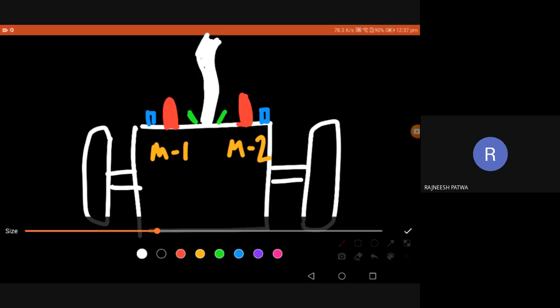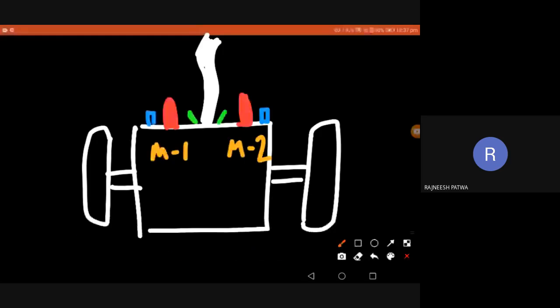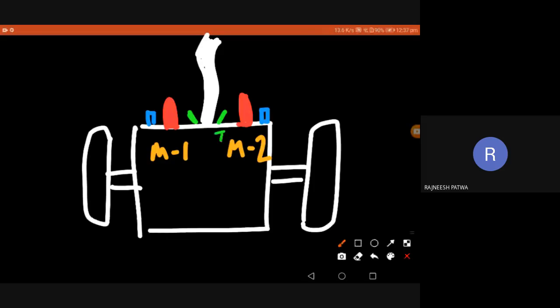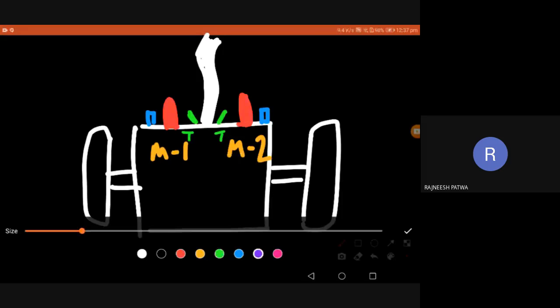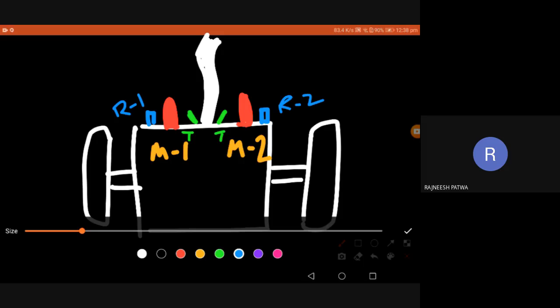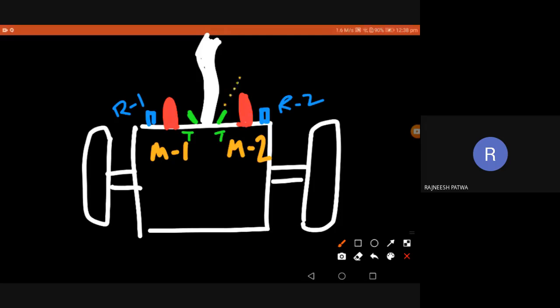Okay. So this green is the transmitter. The green point is the transmitter of module 2 and this is of module 1, and blue is the receiver of module 2, R2, and this left one is the receiver of module 1. So what happens? This transmitter is always sending radiation. Okay.